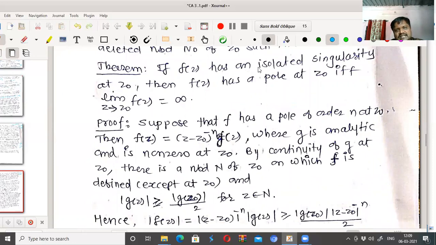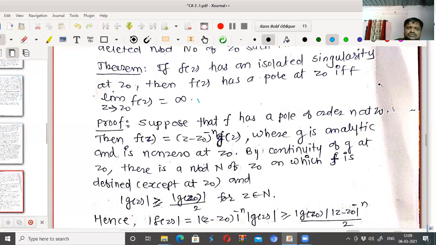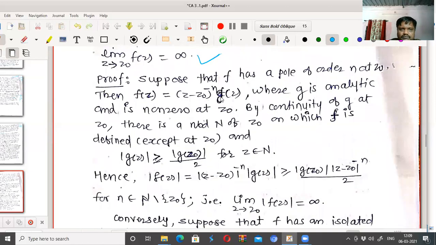If f of z has an isolated singularity at z0, then f of z has a pole at z0 if and only if the limit as z tends to z0 of f of z equals infinity. That means it is a singularity. If f of z has an isolated singularity at z0, then f of z has a pole at z0 if and only if the limit as z tends to z0 of f of z equals infinity.